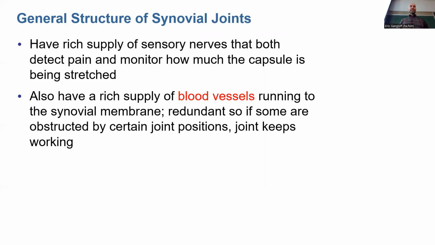I said they have a rich supply of blood vessels. What's really pretty cool is that the way these blood vessels are structured, and we'll talk more about this later in class, they're kind of redundant, because when you move your joints in a certain way, you can pinch some blood vessels. So there are multiple blood vessels going through the same place so that if some of them are pinched, this area can still get blood.